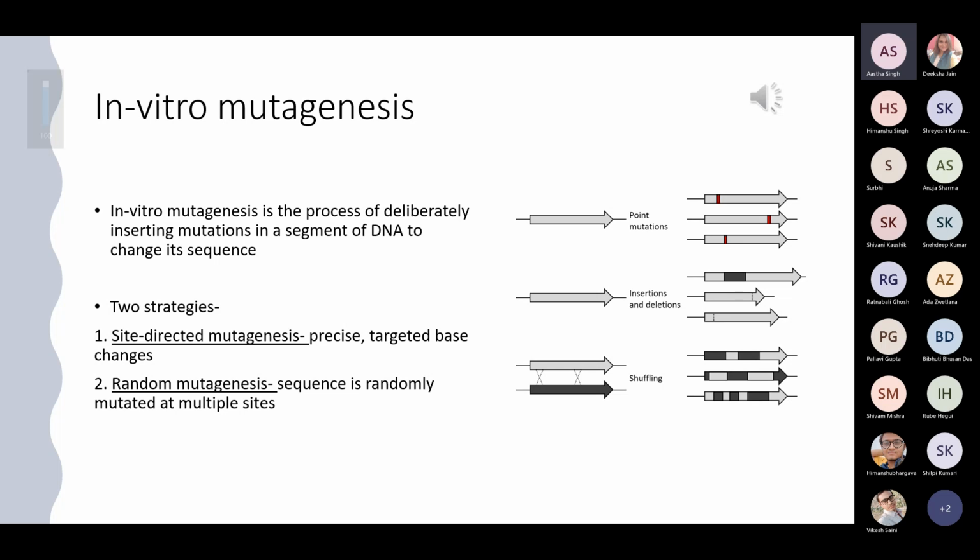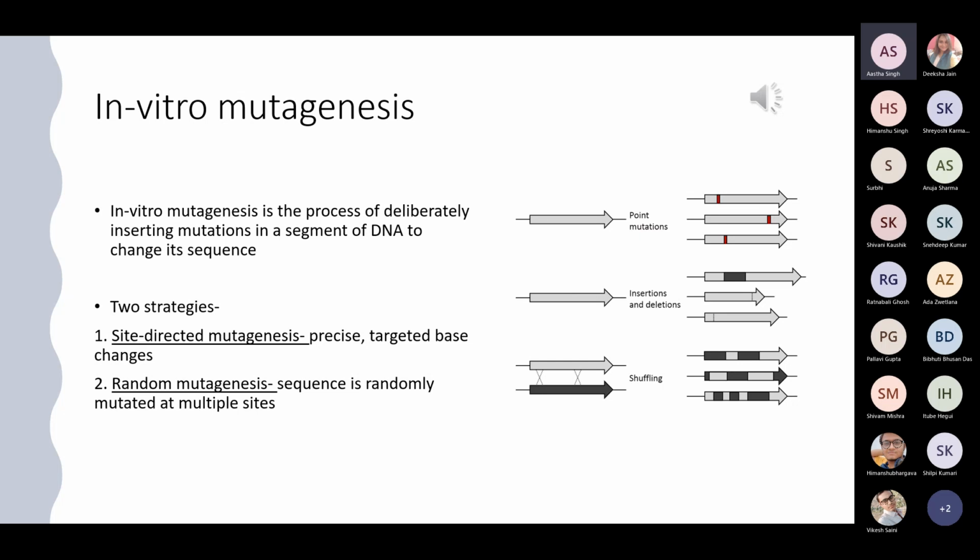Mutations, as we all know, are changes in the DNA sequence of an organism, and the process of artificially and deliberately inserting mutations into a segment of DNA so as to change its sequence in the lab is known as in vitro mutagenesis. The mutations introduced into the DNA in this manner can be either point mutations, which are most common and involve substitutions of a single base, or they can be insertions and deletions, or shuffling and rearrangements of large DNA segments. For in vitro mutagenesis, there are two strategies that can be followed depending on your downstream requirements.